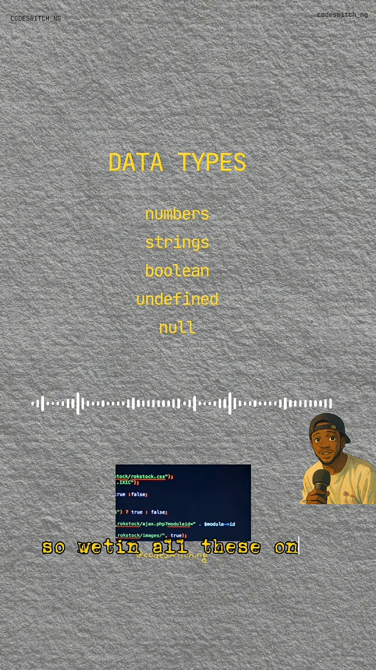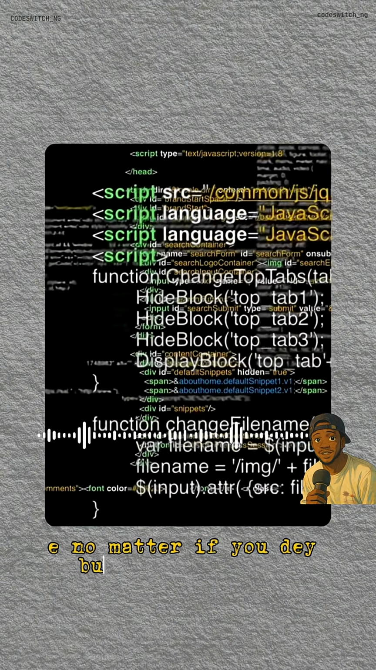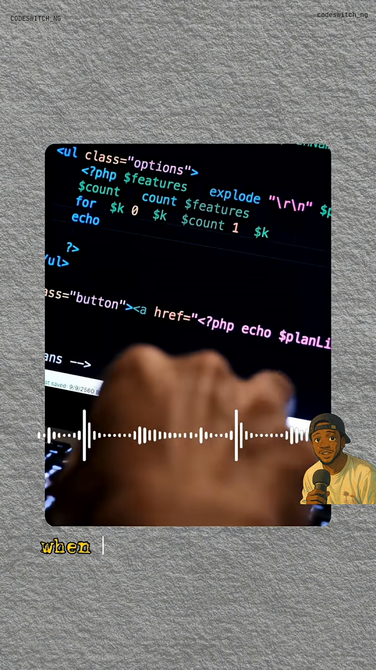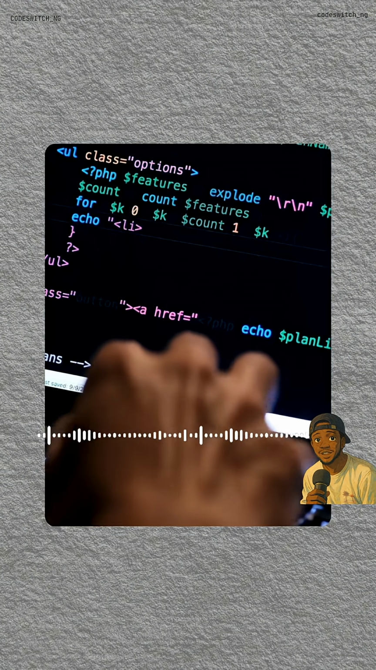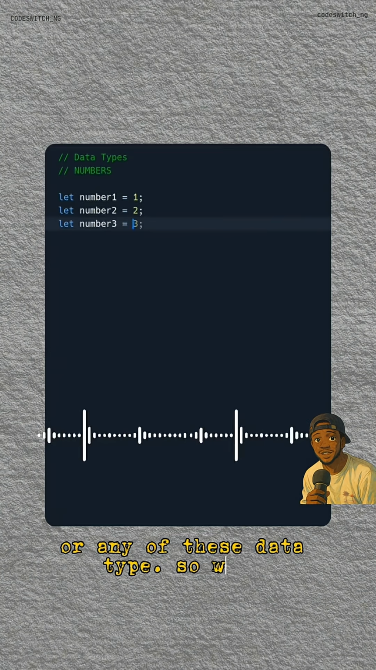So wetin all of these ones mean? And why we guys even learn am in the first place? No matter if you dey build website, AI, or even small calculator, everything wey you will build with any programming language, you go use numbers, strings, boolean, or any of these data types. So wetin that mean?